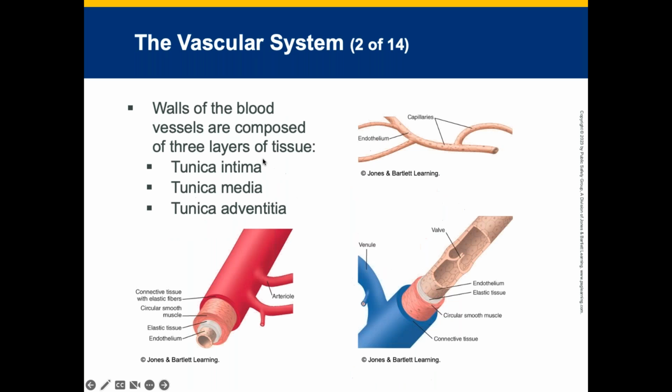Very basic review. The walls of the blood vessels are composed of three layers of tissue. The smooth, thin, inner layer is called the tunica intima, the endothelium. The middle layer is the tunica media, composed of elastic tissue and smooth muscle cells, and the outer layer of tissue is called the tunica adventitia, which consists of elastic and fibrous connective tissue, as you can see here.